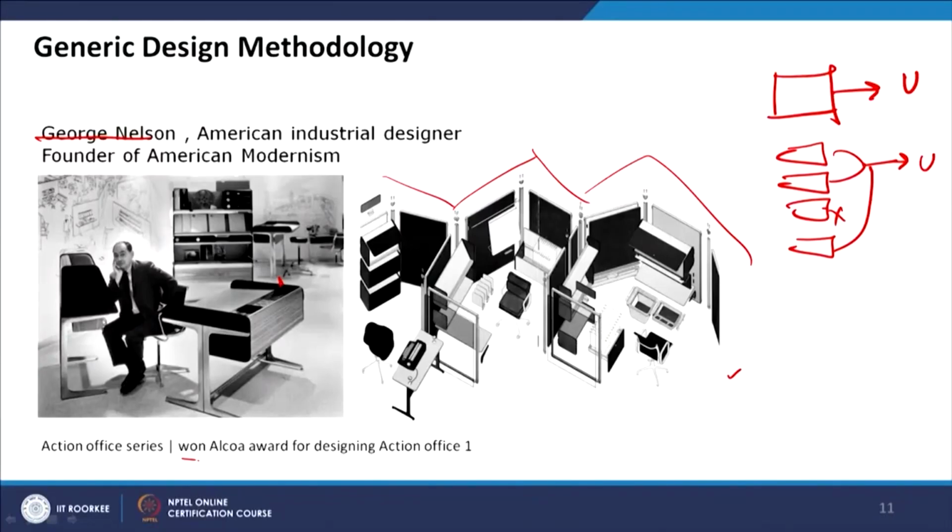So if you look at his first office furniture design, this won the Alcoa award, and this is Action Office Series 1. He designed other series, Series 2, Series 3, based on the requirements and needs of the office. So you can see these are the different cubicles.